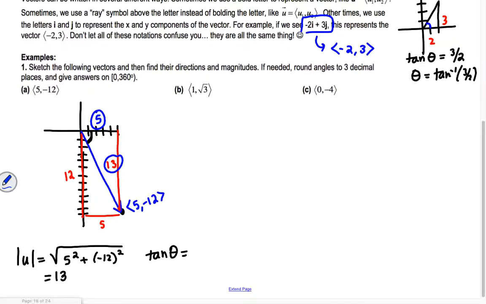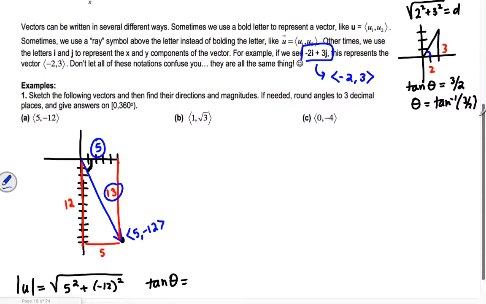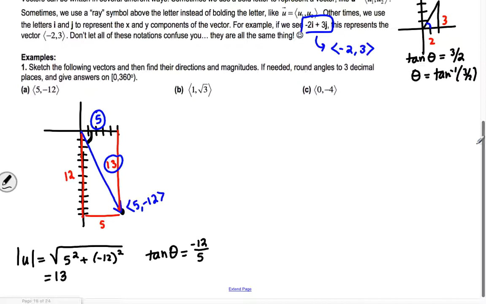So if you look at our formula, do you guys see how it was the y value over the x value? That's what we're doing, so y over x. So the y value is negative 12 and the x value is 5. So get your calculators out and we're going to do inverse tangent of negative 12 over 5. So we do second tangent, so inverse tangent of negative 12 over 5. And in this case, we get a negative angle.